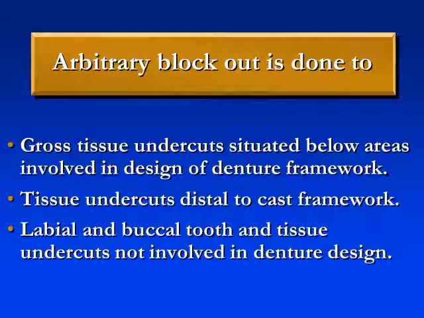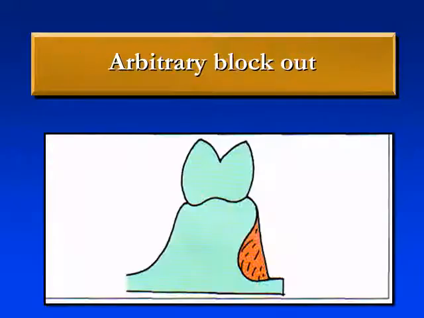The labial and buccal tooth and tissue undercut, again not involved in the denture design. Any area not involved in the denture design, if it is represented by undercuts on the tooth surface, labially or buccally, or on the tissue undercut, should be blocked out by arbitrary blockout. This area in this figure in the orange color represents arbitrary blockout for tissue undercut below the area of the design of the metal framework of the removable partial denture.